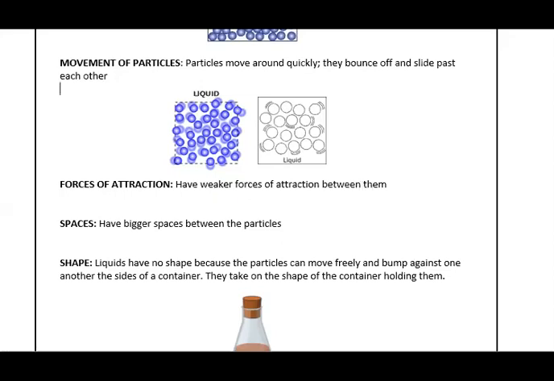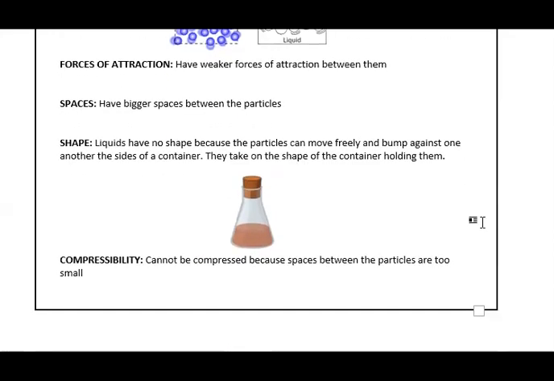The shape. So the awesome thing about liquids is that they take the shape of the container that they are in, right? They don't have a shape because the particles move freely and bump against one another and the sides of the container. They take the shape of the container holding them, as you can see in this picture. And lastly, compressibility. How well can we compress particles in a liquid? And I'm going to take you to a video so you can see.